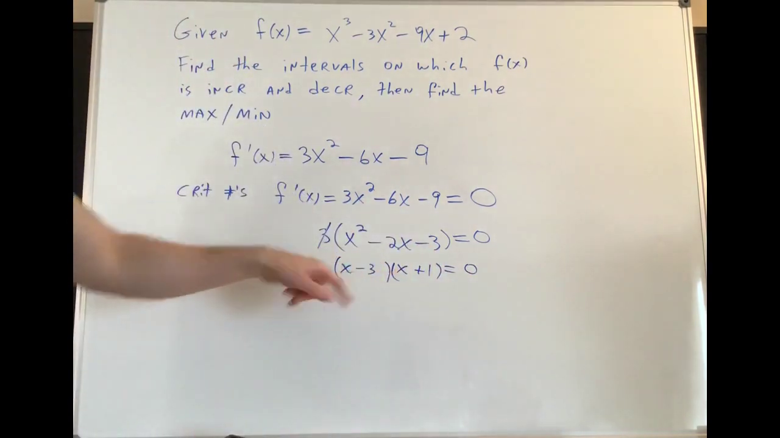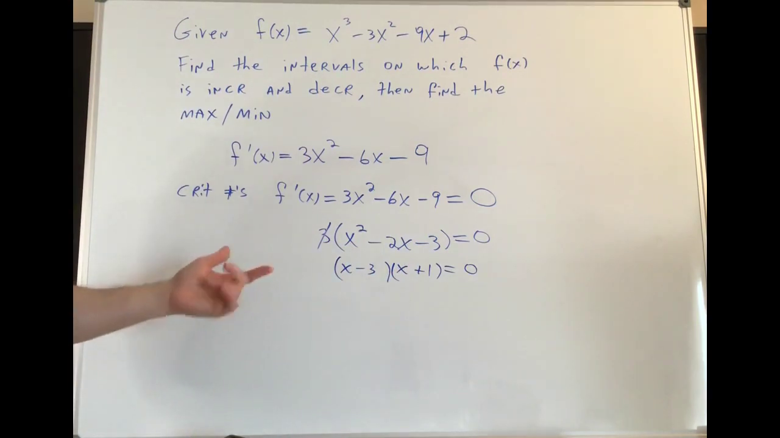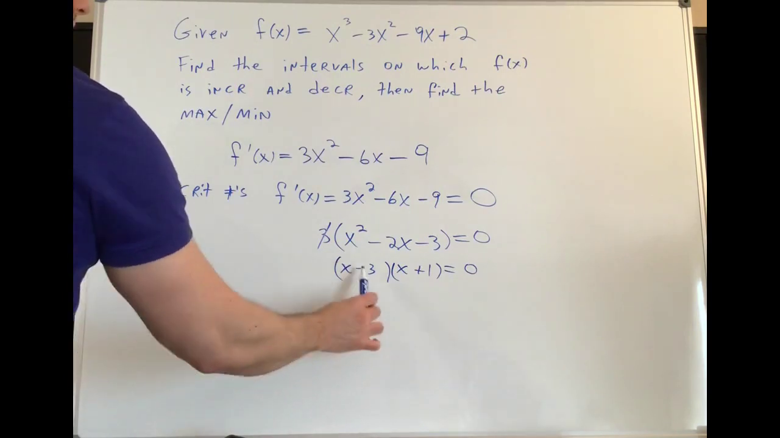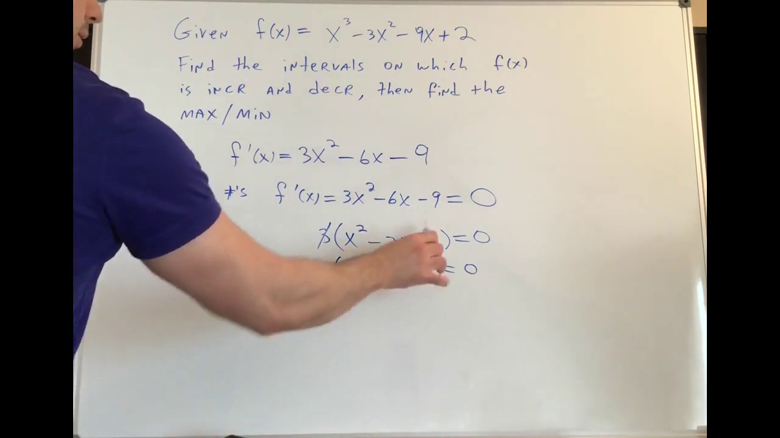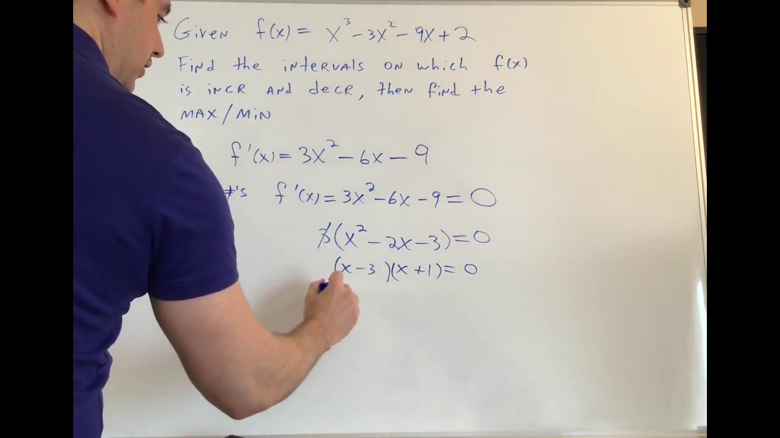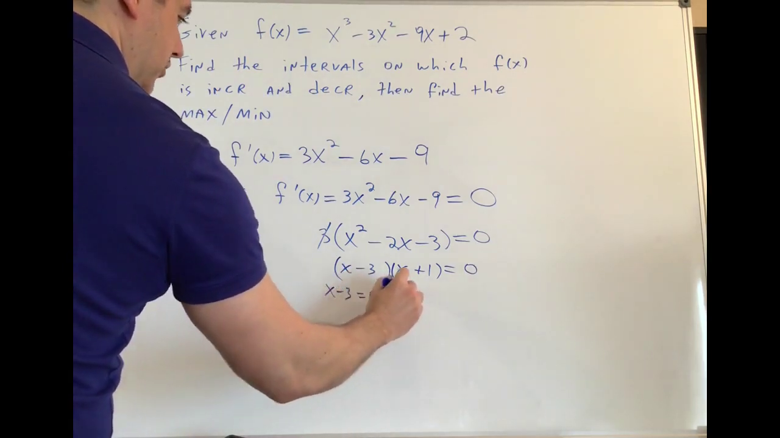Two numbers whose product is 3. I mean, duh. It can only be 3 and 1. I like to put the negative first, right? That sign I always put here. Negative 3 plus 1 is negative 2. 3 times 1 is 3. Signs are perfect. Now, if the product of two things is 0, one of them must be 0.